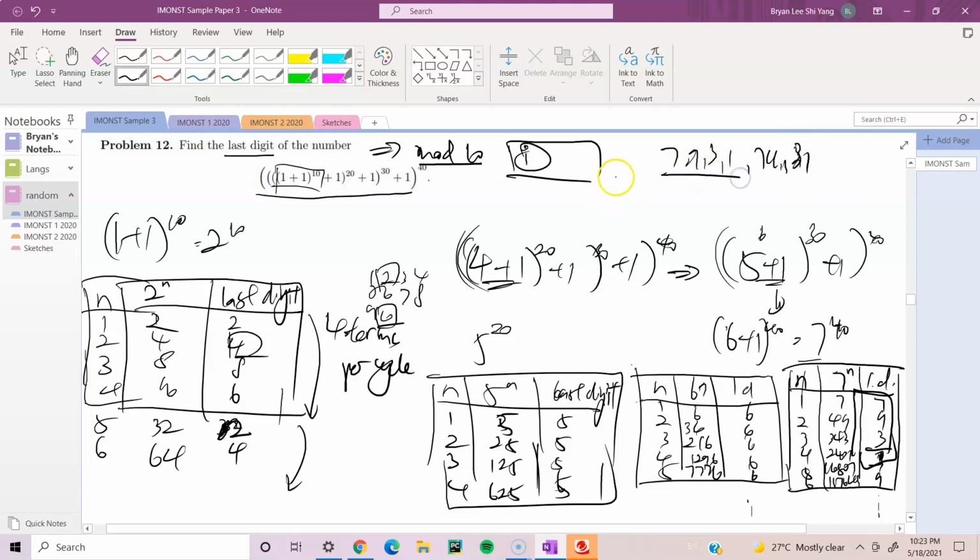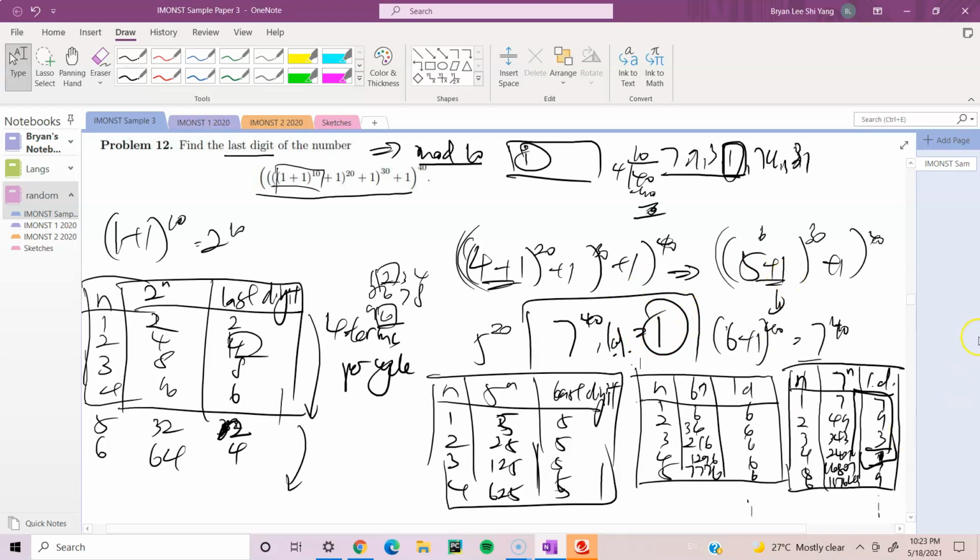Since it occurs in periods of 4, let's find the remainder of 40 when divided by 4, which we can see is obviously 0, so it's a multiple of 4, so it's the same as the 4th term. So for 7 to the power of 40, the last digit LD is equal to 1, and our answer for problem 12 will exactly be 1. So you can confirm it by doing it yourself.